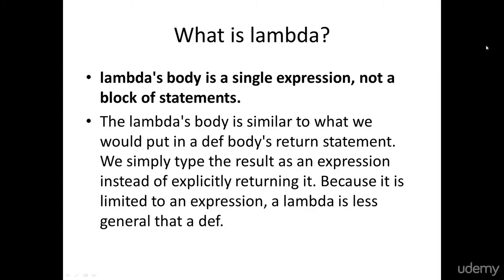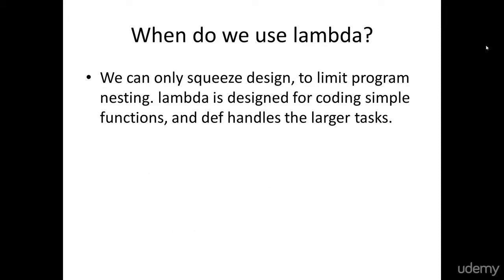So what is Lambda? Lambda's body is going to be just a single one-line expression. It's not going to be a block of statements. The Lambda's body looks really similar to what we put in a def's body return statement. You can simply type the result as an expression instead of explicitly returning it. Because it's limited to just a one-line expression, it's going to be less general than a def function.